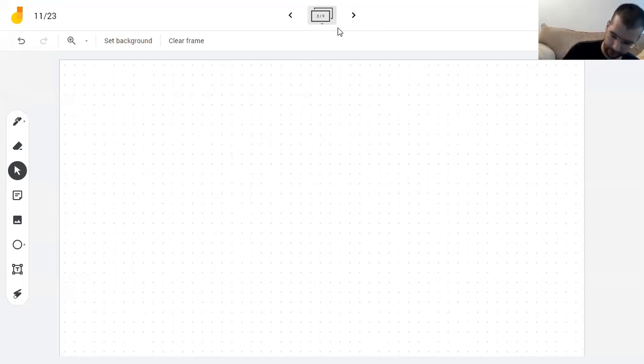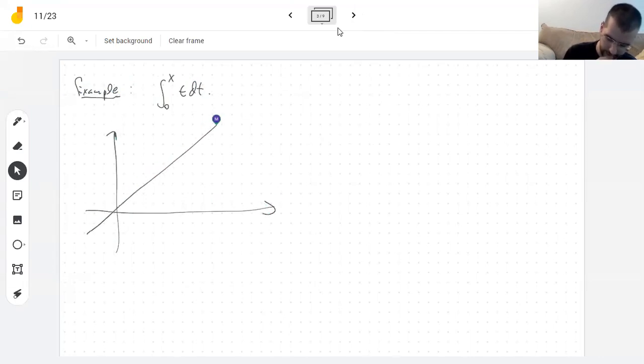Let's try to figure out one of these functions before we do anything else. So I'm going to give a formula for this function. If I take the function y equals x, this is giving me the area under this graph.